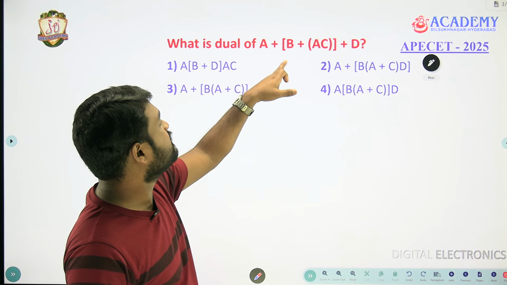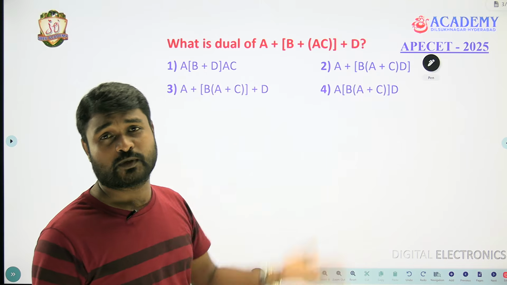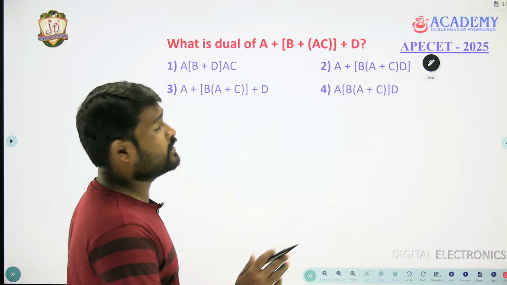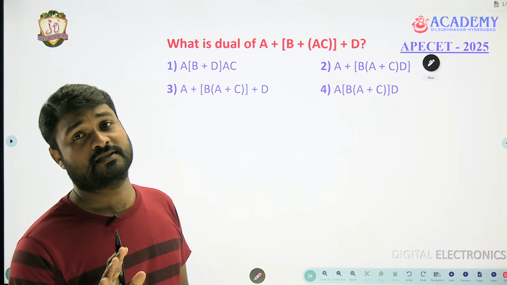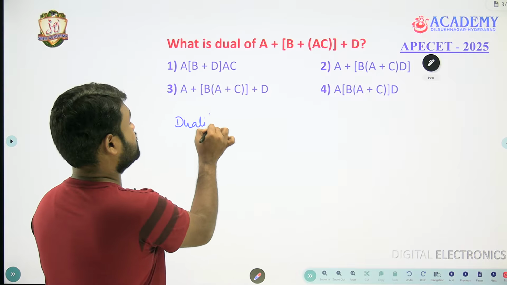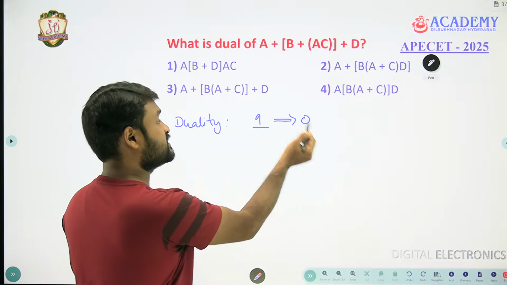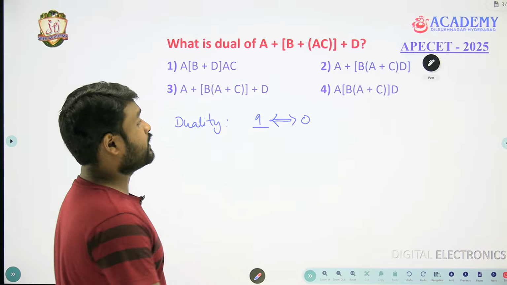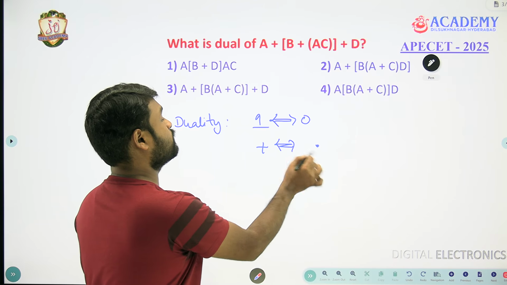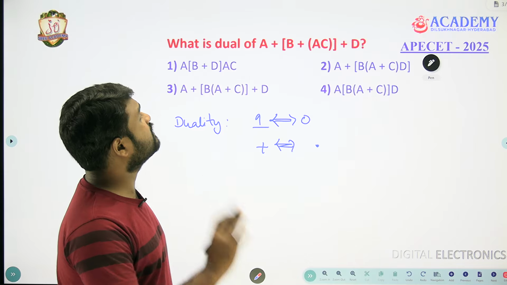What is the dual of A plus B plus A dot C, then plus D? Such questions actually do not even require a teacher or coaching. Simply, dual means plus to dot, dot to plus, 0 to 1, 1 to 0. Again, I am telling what duality tells us: you change 1 to 0 and 0 to 1, and plus to dot and dot to plus. This is what you have to do. That is duality. Write the answer directly, simple.